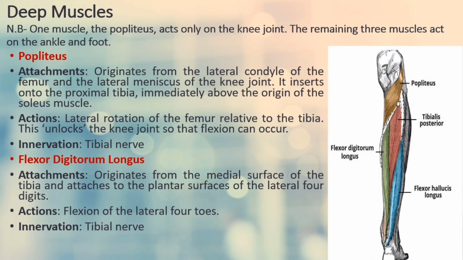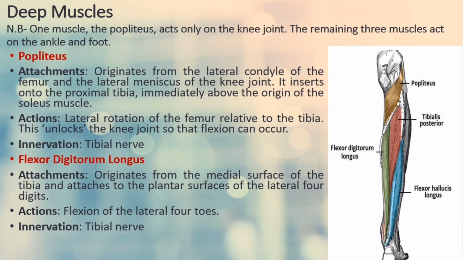Popliteus. The popliteus is located behind the knee joint, forming the base of the popliteal fossa. There is a bursa, a fluid-filled sac, that lies between the popliteal tendon and the posterior surface of the knee joint. It is called the popliteus bursa. Attachments. Originates from the lateral condyle of the femur and the lateral meniscus of the knee joint. It inserts onto the proximal tibia, immediately above the origin of the soleus muscle. Actions. Lateral rotation of the femur relative to the tibia. This unlocks the knee joint so that flexion can occur. Innervation: tibial nerve.